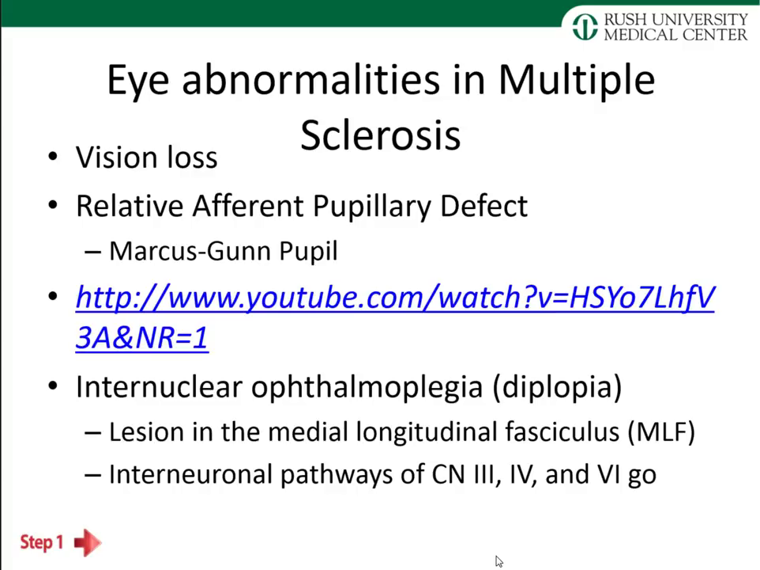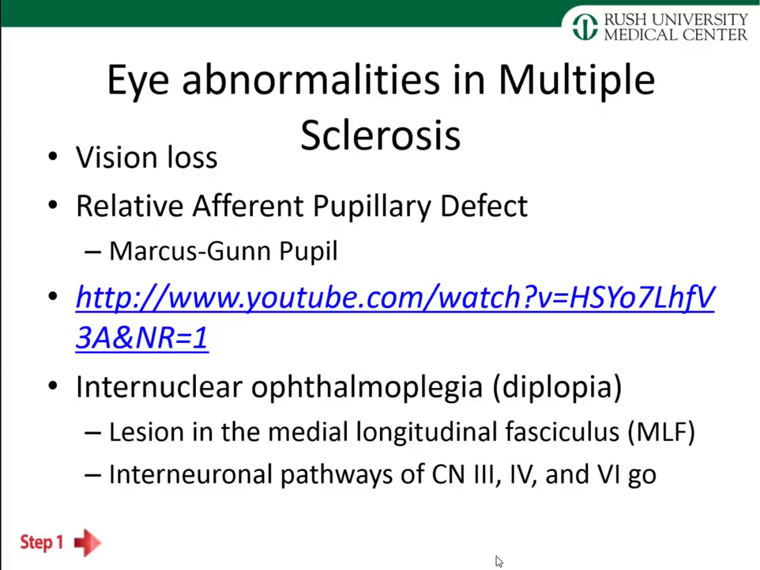The second eye abnormality that we will see is the internuclear ophthalmoplegia. These patients will typically present with double vision and it is due to a lesion in the medial longitudinal fasciculus. These are interneuronal pathways of cranial nerves 3, 4, and 6. So an internuclear ophthalmoplegia is characterized by an ipsilateral adduction deficit and a contralateral abducting nystagmus. The reason this occurs is because axons for the MLF arise from the interneurons that are intermingled within the abducens nucleus.